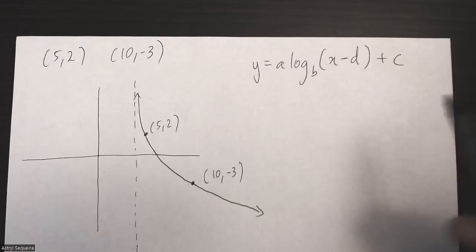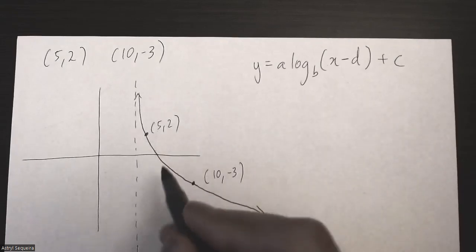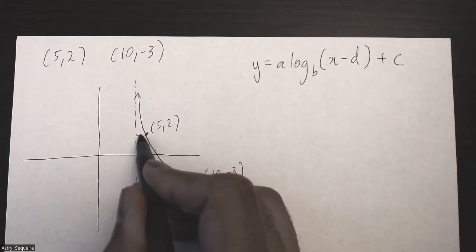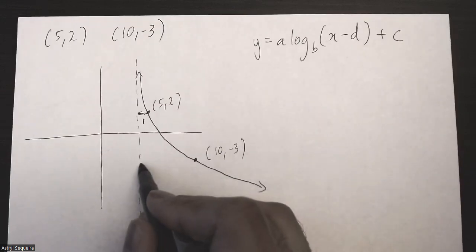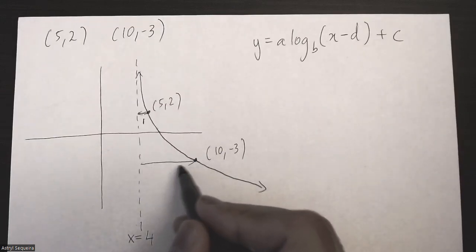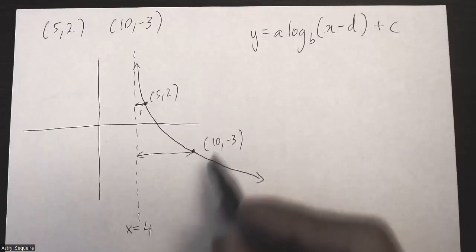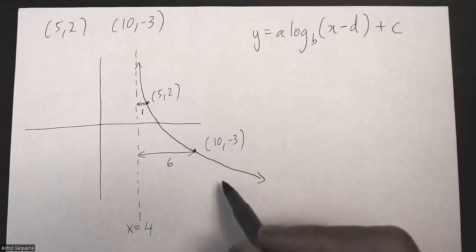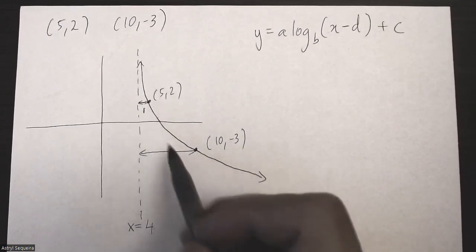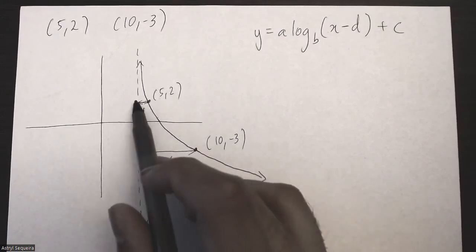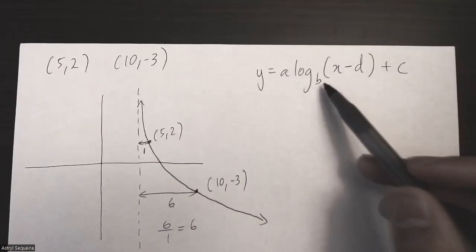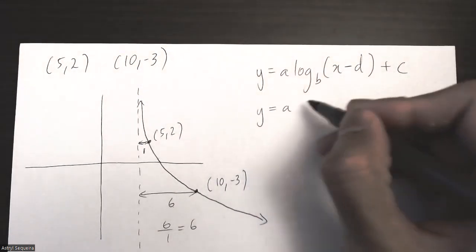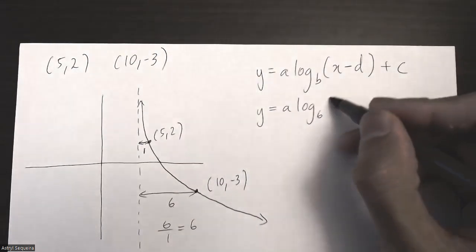The first thing I'm going to do is look at the gap between my asymptote and my first point. So the gap between these two is 1. And then I'm going to compare with the gap between these two. So from 4 to 10, the gap is 6. So 6 divided by 1, you're just dividing the second gap by the first gap. 6 divided by 1 is just 6. So the base of this function is just going to be 6.